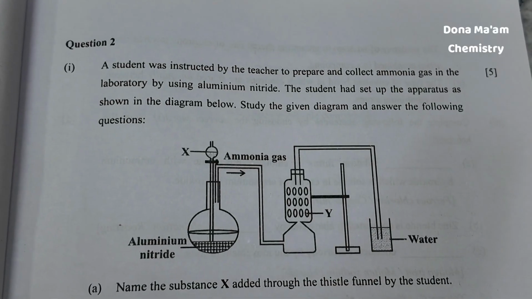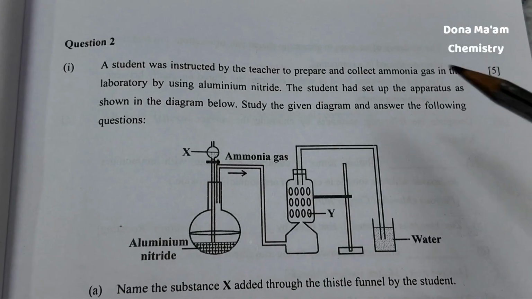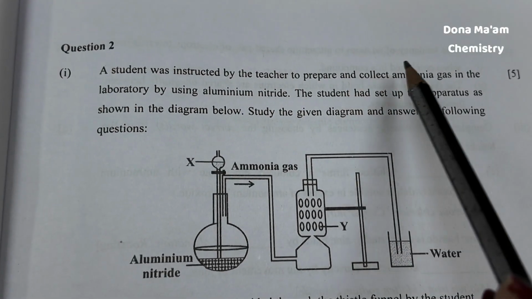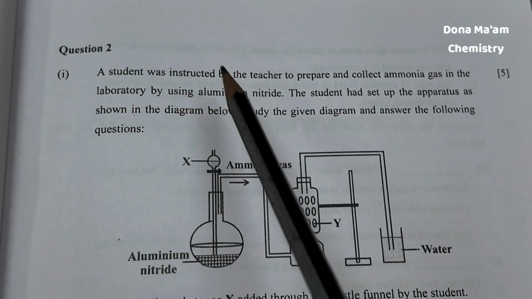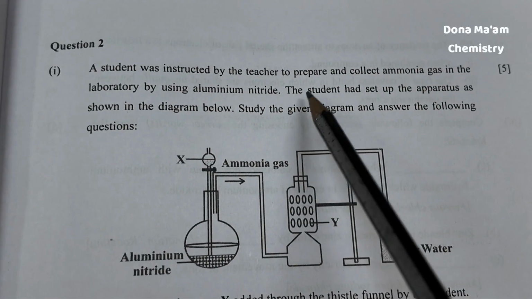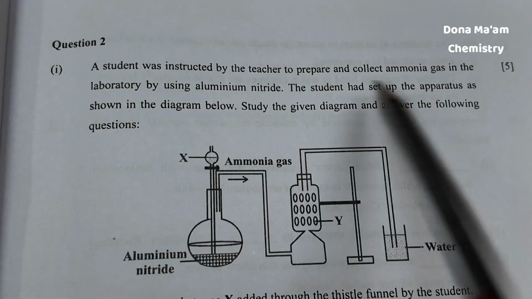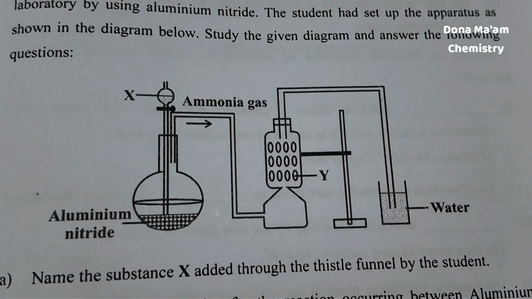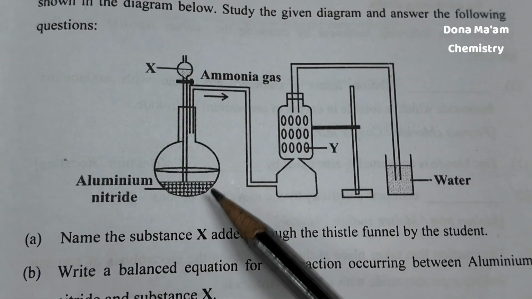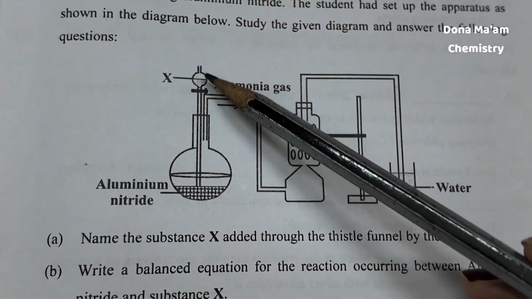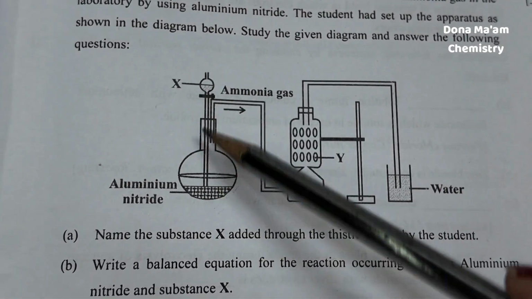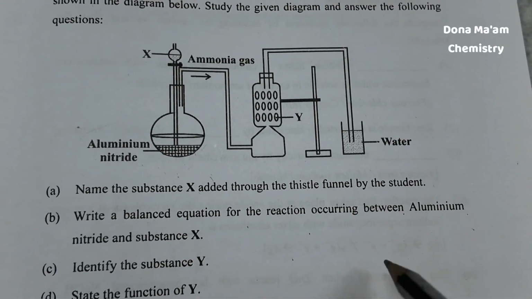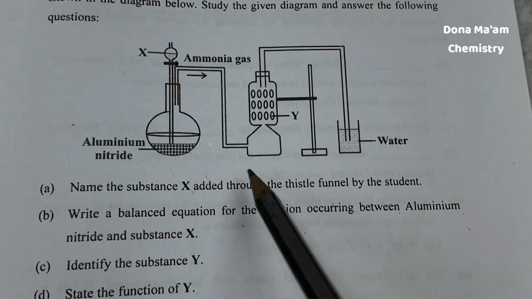Now let's start with question number 2 from section A. A student was instructed by the teacher to prepare and collect ammonia gas in the lab by using aluminium nitride. The student had set up the apparatus as shown in the diagram. Study the diagram and answer the following questions. Here is the diagram. Aluminium nitride is taken here and down by the thistle funnel X is being poured, and metallic nitride is reacted with warm water. Name the substance X that is added.